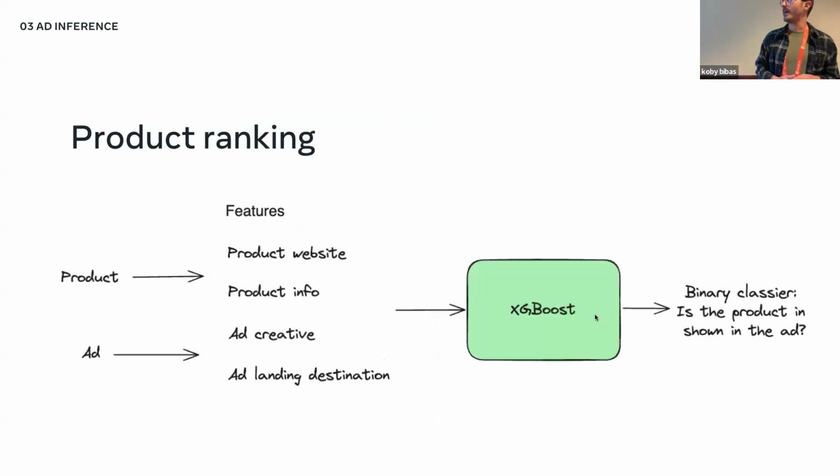After we retrieve products, we apply the product ranking, where we use more sophisticated features. We use a simple model like GBDT because we want to run it at scale. And it's a binary classifier: is the product shown in the ad. Features we found useful are features that compare the product attributes to the ad attributes. For example, the distance between the embeddings, the distance between the product image and the ad media embeddings, whether the name of the product was shown in the ad creative, and things like that. We also use the ad landing destination as additional features.